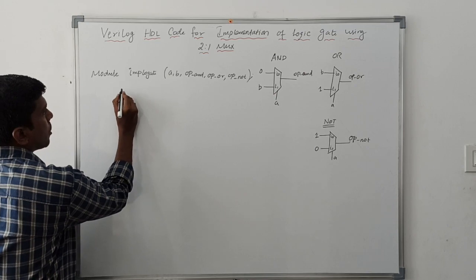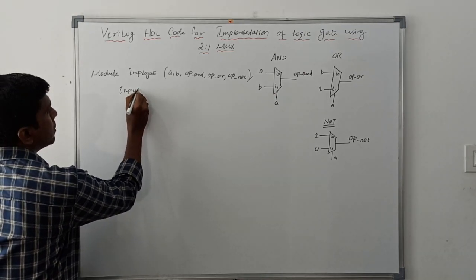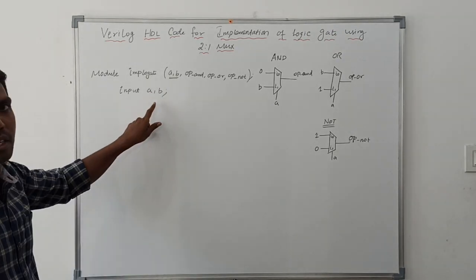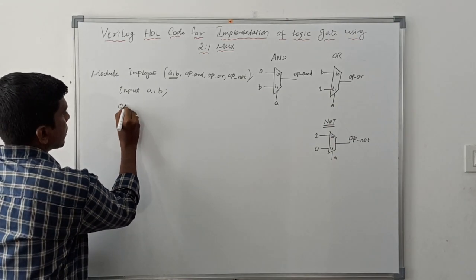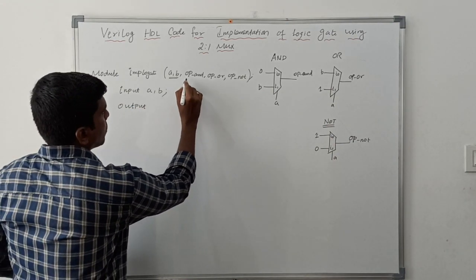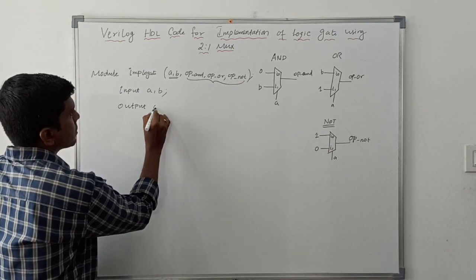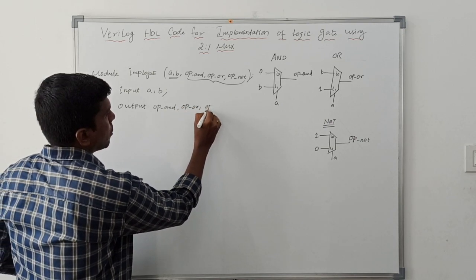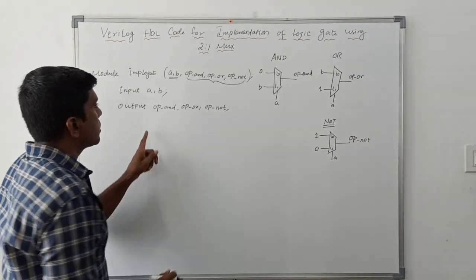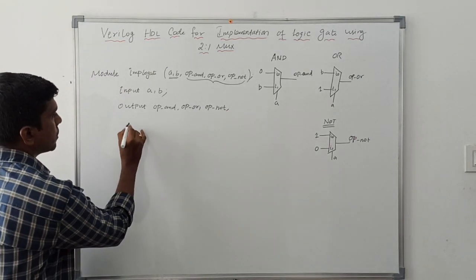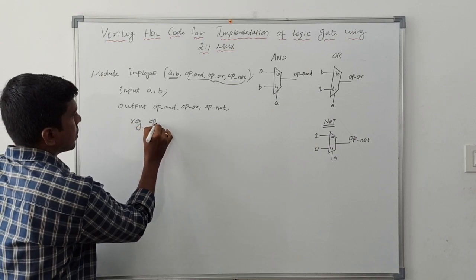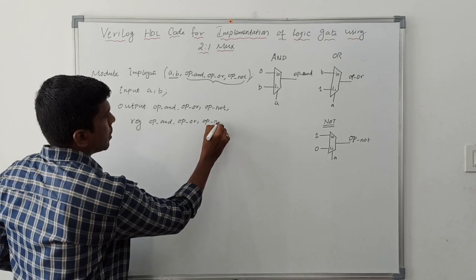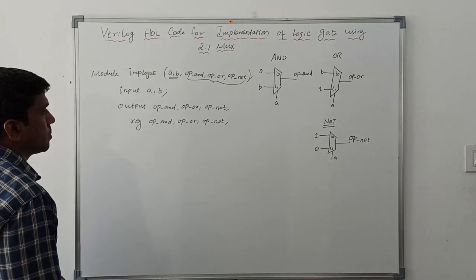Then the declaration of input and output variables. First declare the input variables. Here the input variables are A and B, so input A comma B. Then come to the outputs: the remaining three variables are output variables. Output AND, comma, output OR, output NOT. These three outputs are stored in registers, so reg output AND, output OR and output NOT.